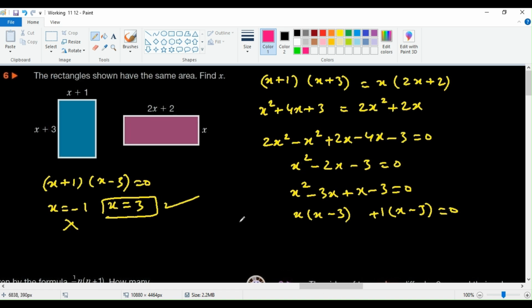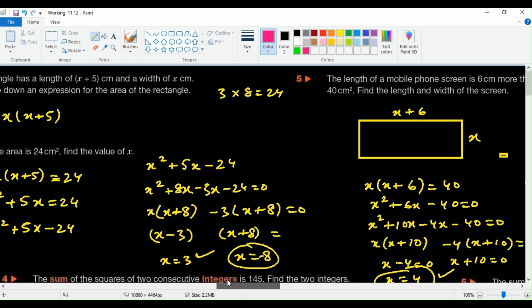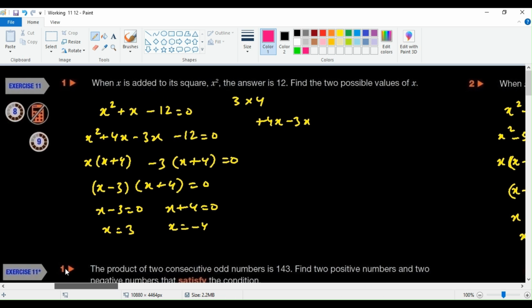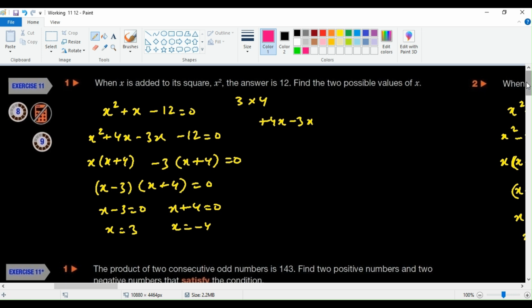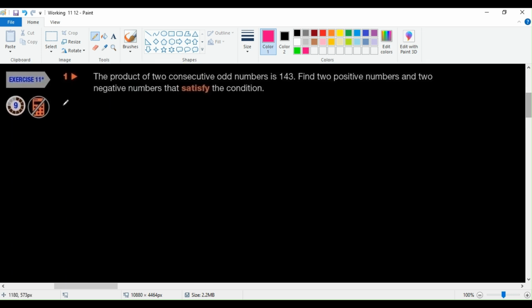Now, as we have found the answer for this question, we are moving ahead to exercise 11 star, because this was the last question of exercise 11. Now, question number 1 says the product of two consecutive odd numbers. That means, for example, if the first number is 3 and the second number is 5, that means x, and this is going to be x plus 2. So this is the way we need to find two consecutive odd numbers. So it is x and x plus 2.